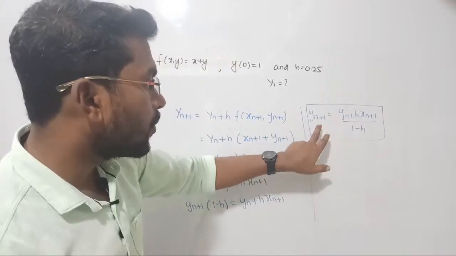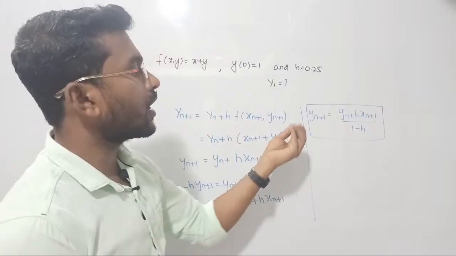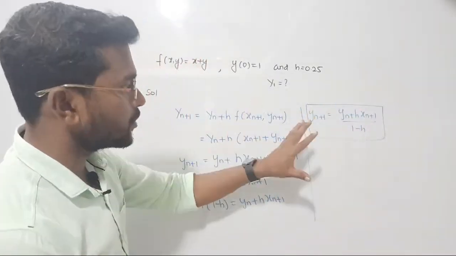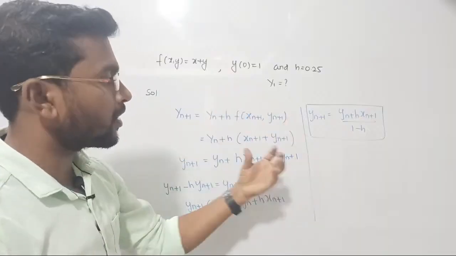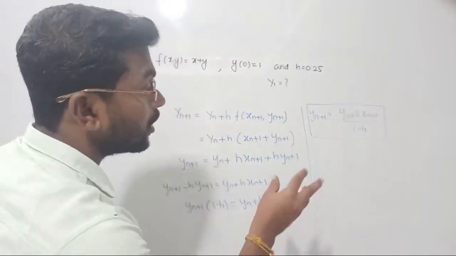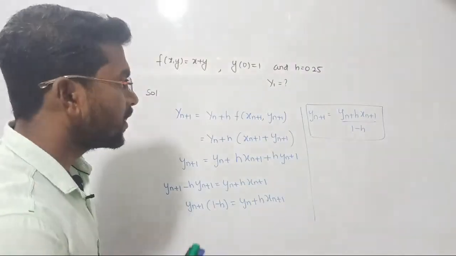See, in this format my yn plus 1 has been collected on one side, and the rest of the terms are lying on the right-hand side. Now we are happy; we can substitute whichever variable we want and bring the answer. Okay? Yes. Let's continue our journey. This is called the modified Euler method, and it is very fast and very accurate too. Clear? Yes. Let's continue our journey.